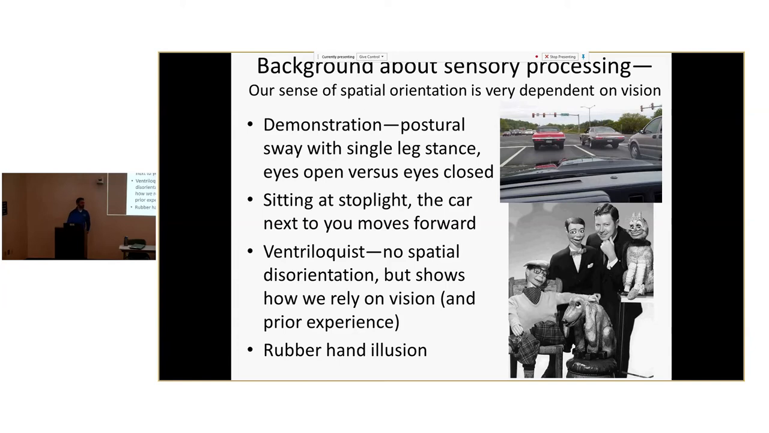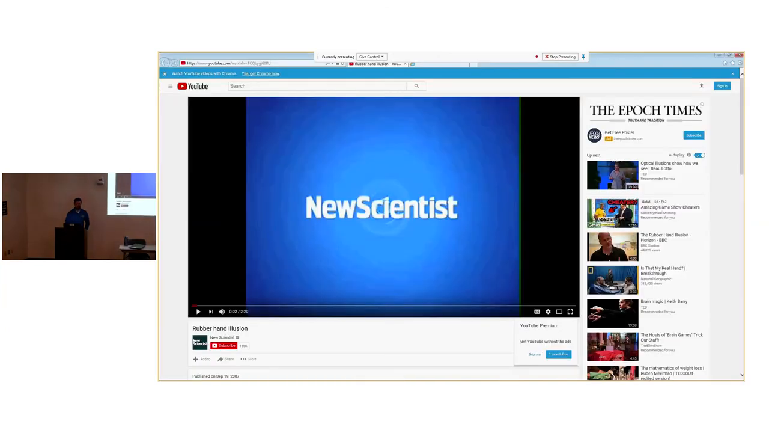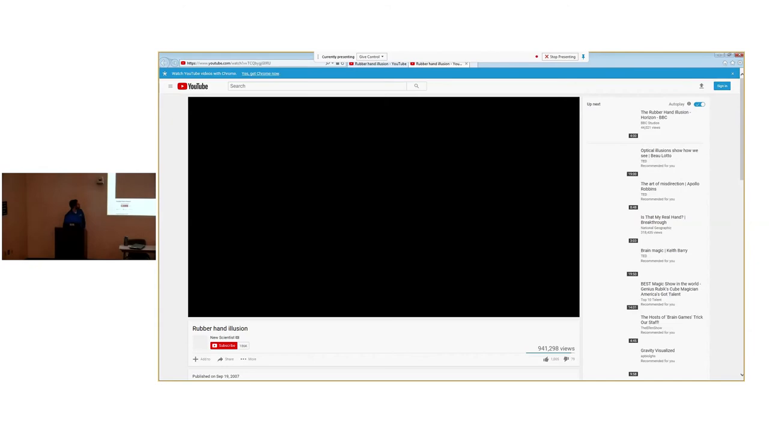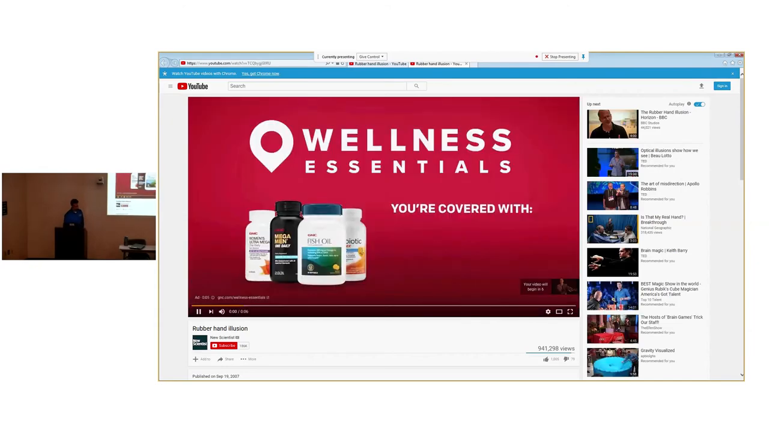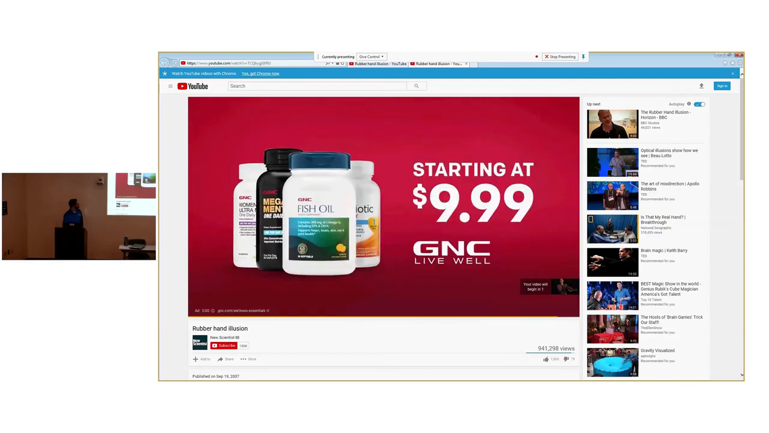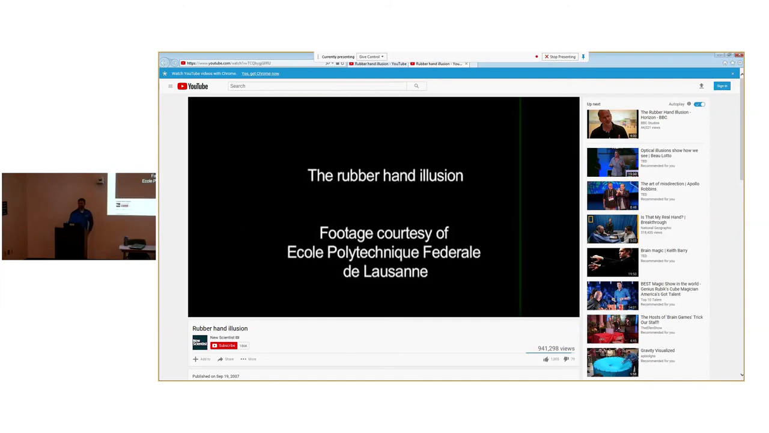How many of you are familiar with the rubber hand illusion? One, two, okay. I'm going to show you a quick video of that, and I'll talk over it. I'm going to skip through that there. Okay, so I'm going to turn it down a little bit.